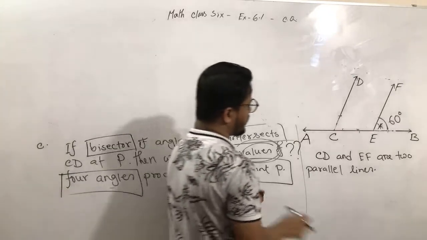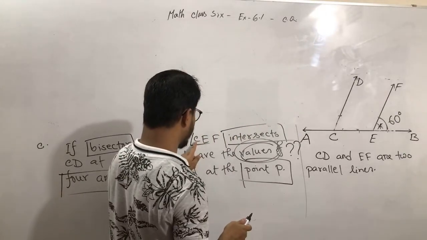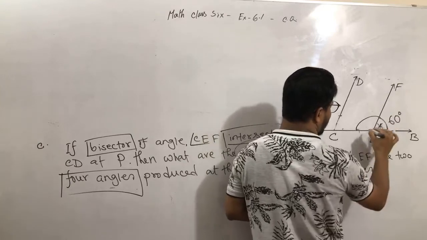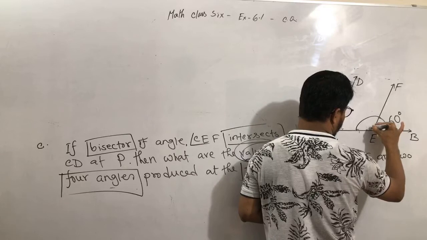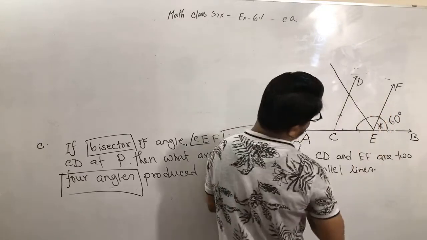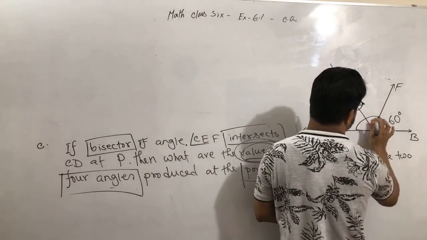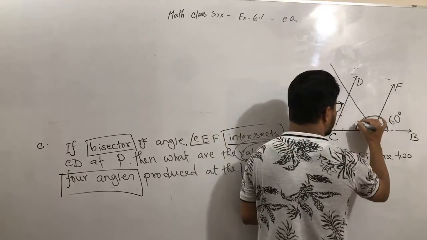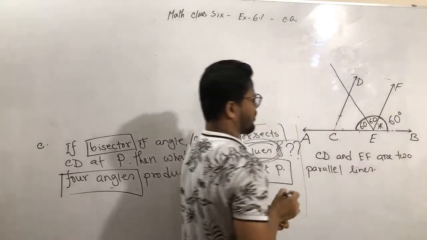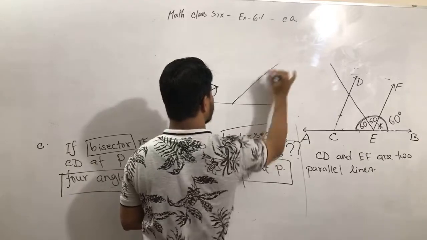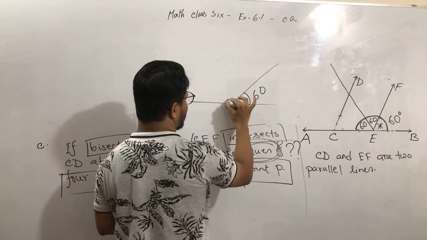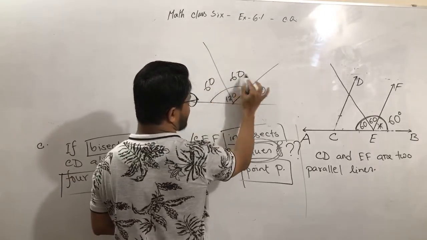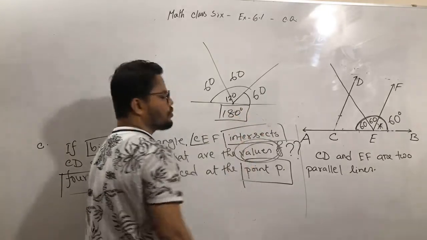You can write here question number C: the bisector of the angle CEF. Now you have to know where the angle CEF is. This is the CEF angle, and the bisector of the angle just equally divides it. We all know this angle is 120 degrees, because if this angle is 60 degrees, this angle will be 120 degrees. Now the 120 degree angle divided into two equal parts, each one will be 60 degrees. Now 60, 60, 60, and together they make a straight angle, which is 180 degrees.